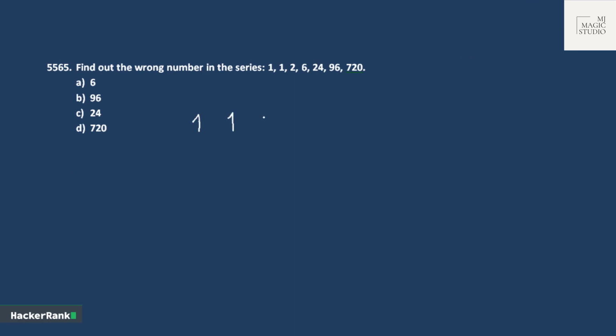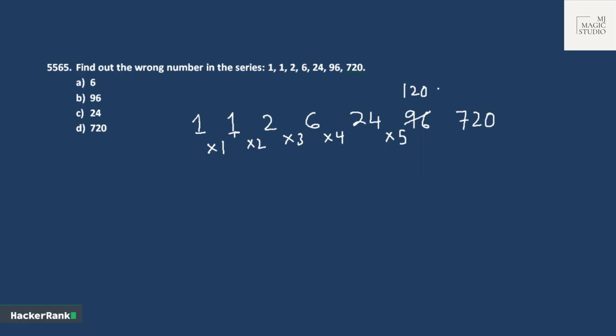Find out the wrong number in the series 1, 1, 2, 6, 24, 96. As I'm writing, I can feel that it is going into the multiplication format. Once we have 1, 1, either it will follow something like the Fibonacci series or it will follow multiplication. 1 into 1 is 1, then 1 into 2 is 2, 2 into 3 is 6, 6 into 4 is 24, 24 into 5 we should have 120, and then 120 into 6 is 720.